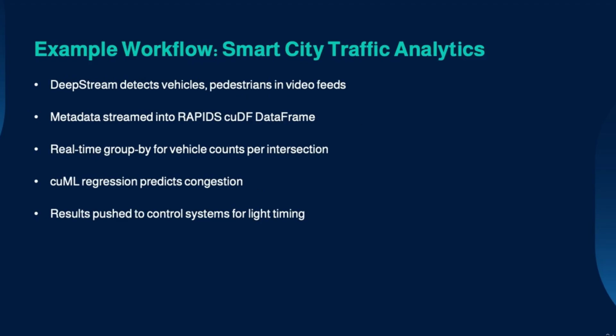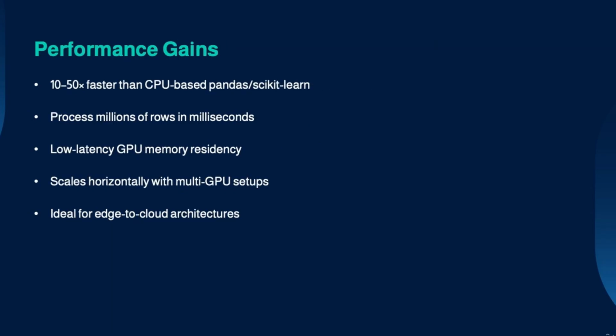Imagine a smart city scenario. DeepStream detects vehicles and pedestrians from dozens of traffic cameras. The detection metadata flows directly into a cuDF data frame, where we can group by intersection and count vehicles in real time. Using cuML, we run a regression model to predict congestion before it happens. Those predictions are sent to the city's traffic control system, which can adjust light timings to prevent bottlenecks, all happening automatically and continuously. The performance uplift from RAPIDS is huge, anywhere from 10 to 50 times faster than CPU-based Pandas or scikit-learn, depending on the workload.